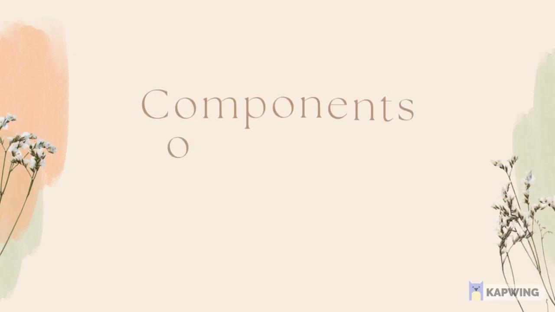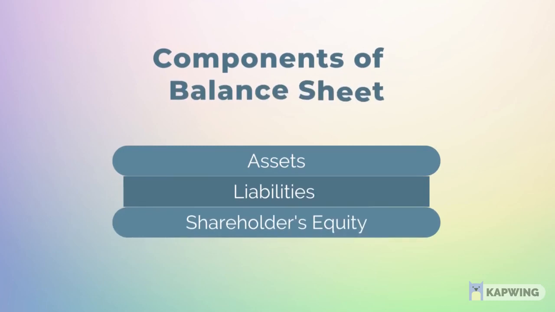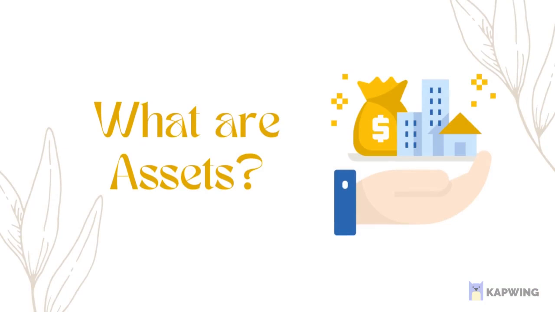In today's video we are going to talk about the components of a balance sheet. In the previous video, we learned that there are three main components of a balance sheet: assets, liabilities, and stockholder equity. The first component of a balance sheet is assets.